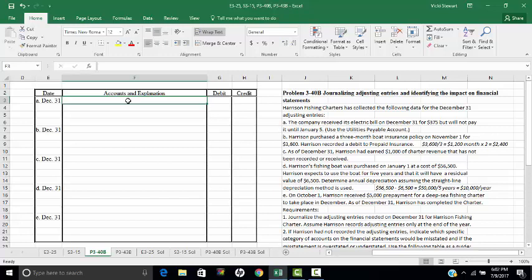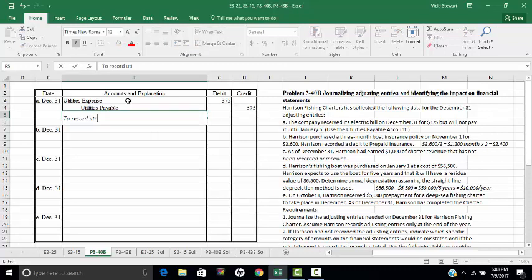So we're going to start out with the adjusting entries. A states that the company received its electric bill on December 31st for $375, but will not pay it until January 5th, and we're to use the utilities payable account. So our debit will be to utilities expense for $375, and our credit will be to utilities payable for $375. Our explanation will be to record utilities expense.